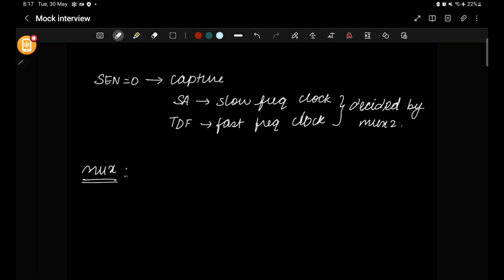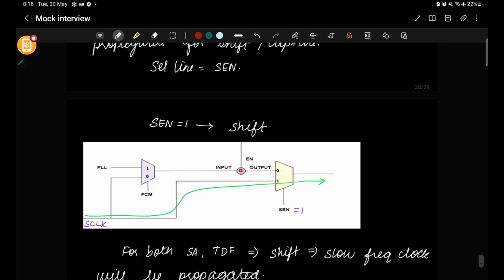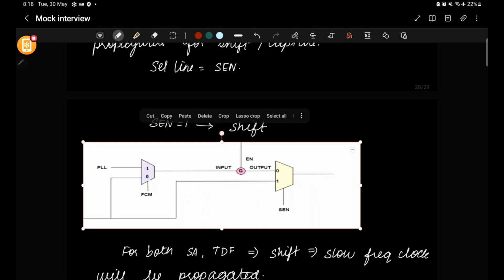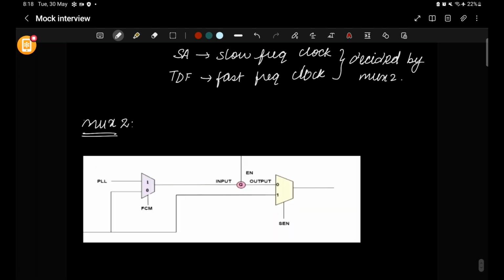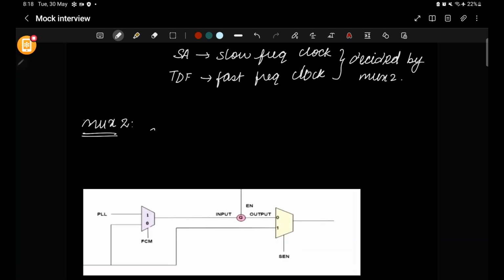Mux2. Yes. Okay. So during scan enable is equal to 0, see here, the 0th input of this mux1 is connected to the output of this mux2. So which clock has to be propagated will be decided by this mux2. So now here if you see, this is mux2. Its select line is fast capture mode, FCM.